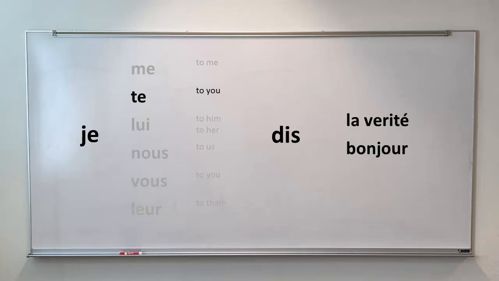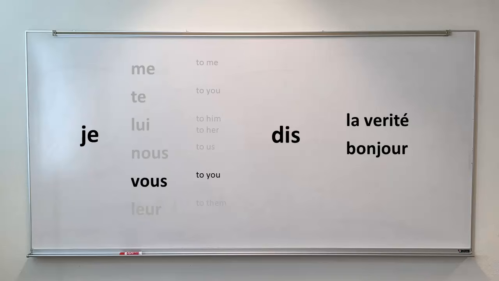Okay, so also, bonjour, je te dis bonjour. I say hello to you. Je te dis bonjour. But again, remember French word order is I to you say hello. Je te dis bonjour. Let's try another one. Lui. Je lui dis la vérité. I think you're getting the hang of it now. So I tell the truth to him or to her. Je lui dis la vérité. I say hello to him or to her. Je lui dis bonjour.